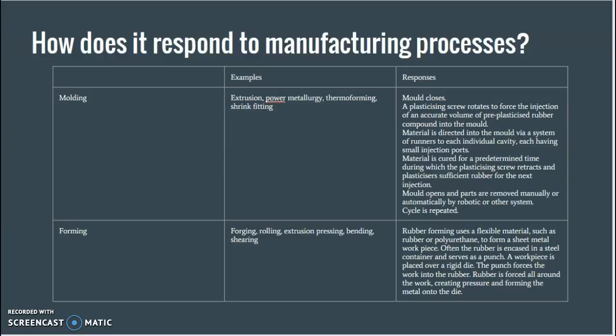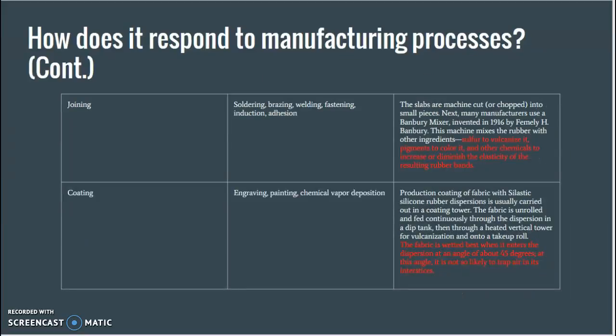Often the rubber is encased in a steel container and serves as a punch. A working piece is placed over a rigid die. The punch forces the work into the rubber. Rubber is forced all around the work, creating pressure and forming the metal onto the die.